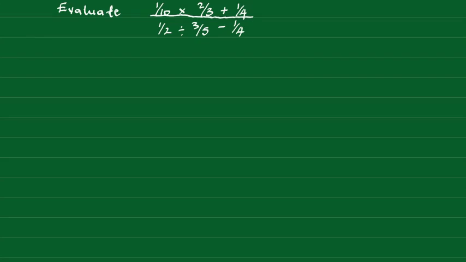Okay, guys, welcome. So I have this question from JAM 2004, question 74, where we are asked to evaluate (1/10 times 2/3 plus 1/4) all divided by (1/2 divided by 3/5 minus 1/4). So quickly we jump into this by writing solution.